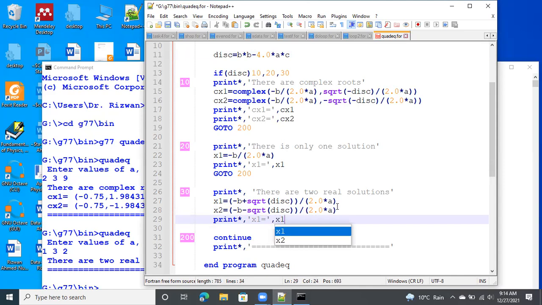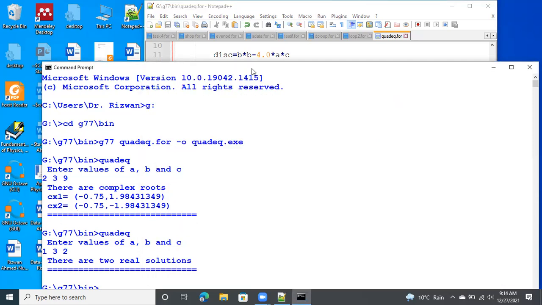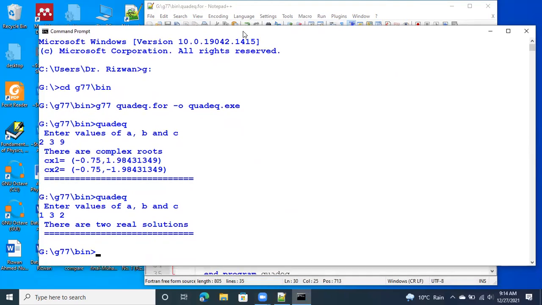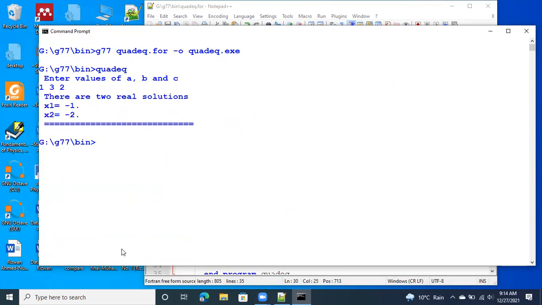X1, I would say X1. Print X2 equals X2, okay. So we have to again compile the program. We clear the screen, compile the program, and run it, and again with 1, 3, 2. So 2 real solutions have been printed.